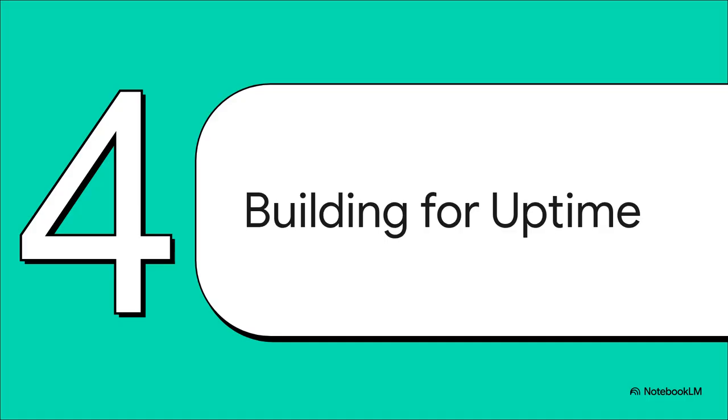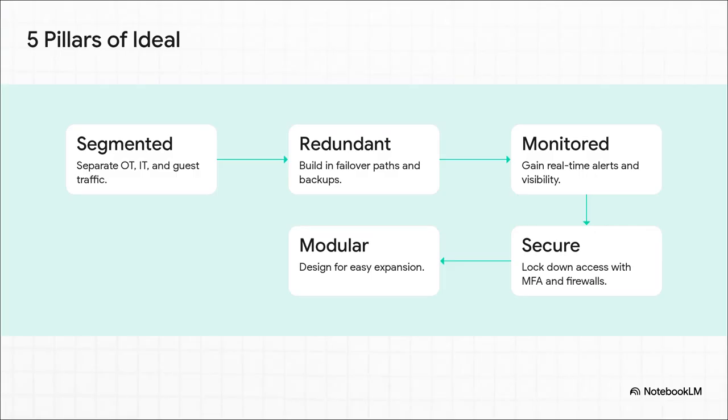Okay, so how do we actually get there? The answer is simple, really. We have to stop just reacting to downtime after it happens and start proactively building a network that's designed for uptime. And it all boils down to these 5 key pillars. First, it's got to be segmented. This is huge. You have to separate your critical machinery, your OT, from your regular IT traffic and your guest network. Second, redundant. You need failover paths and backups so that no single piece of equipment can take you down.